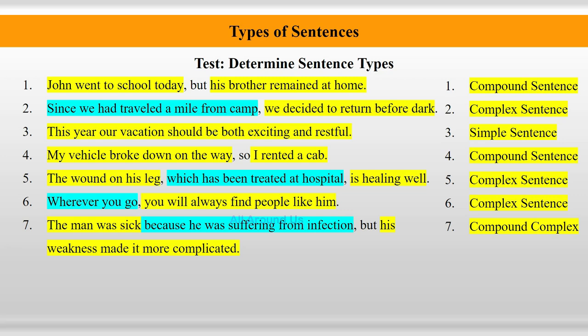My vehicle broke down on the way, so I rented a cab. It is a compound sentence. My vehicle broke down on the way is one principal clause, and, with the conjunction so, I rented a cab is another principal clause. So it is a compound sentence.